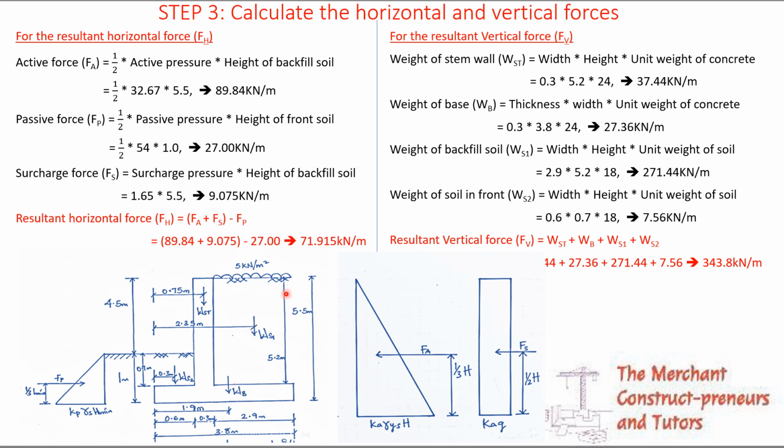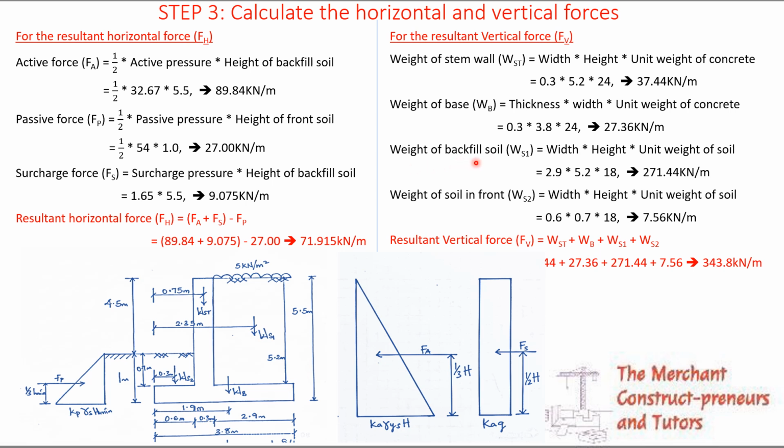we have the weight of the active soil, we have the weight of the passive soil. So the weight of the stem is given by what? The width multiplied by the height and unit weight of concrete. So the width of this stem multiplied by the height by the unit weight of concrete. So you get this expressed in kilonewton per meter. Weight of the base, the same thing, thickness of the base times the width multiplied by unit weight of concrete.